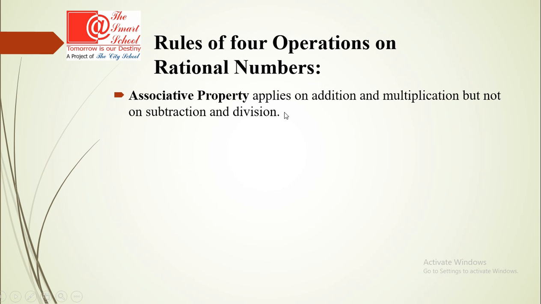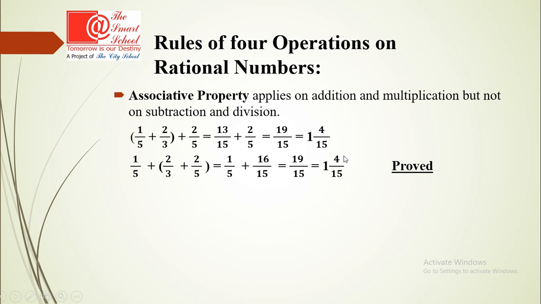Now associative property. This also applies on addition and multiplication but not on subtraction and division. Now we will check if it is applied on addition. So 1 over 5 plus, inside the bracket, 2 over 3 plus 2 over 5. The answer is 13 over 15 plus 2 over 5 and the ultimate answer is 1 whole 4 over 15.